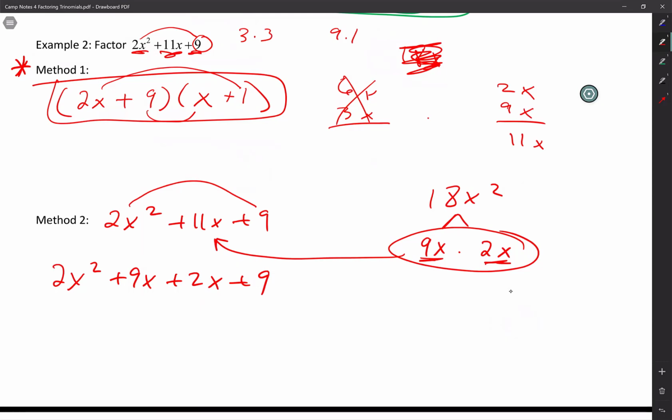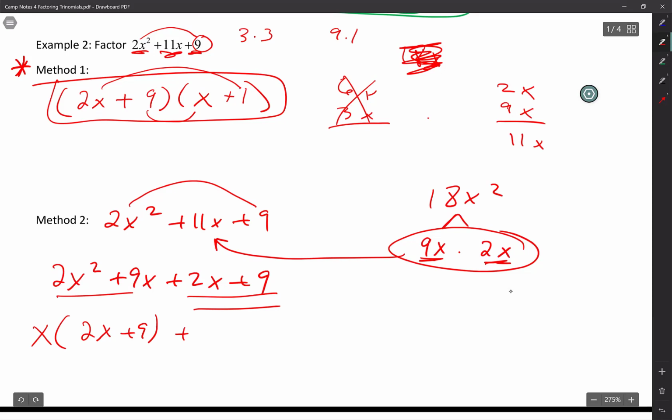All right, so now, group. I can't factor anything out of the first two besides an x, so there's my x, 2x plus 9. Close it, plus, there's nothing I can factor on that one besides a 1. So 2x plus 9. I know that wasn't very exciting there, but that's fine.